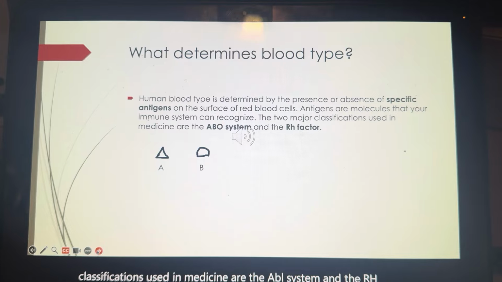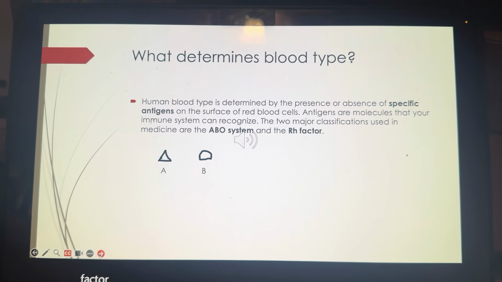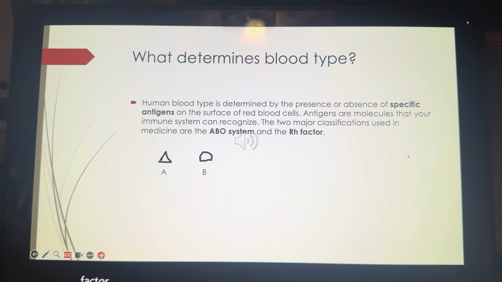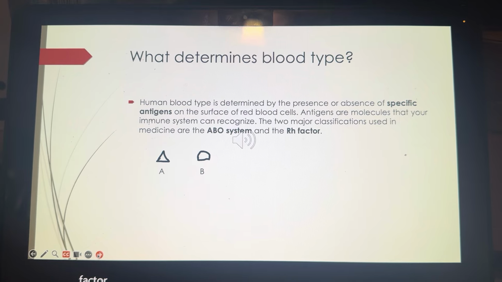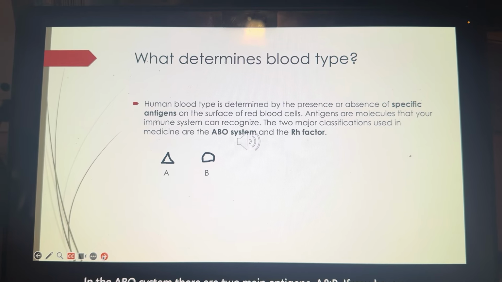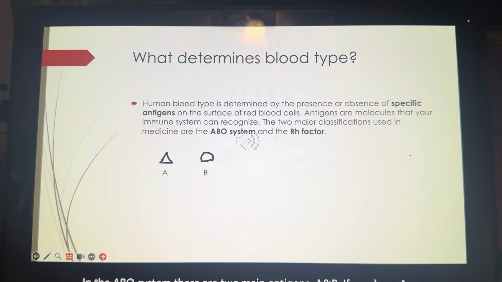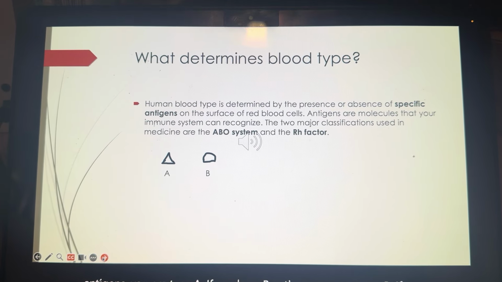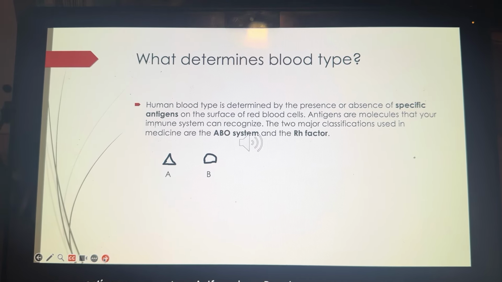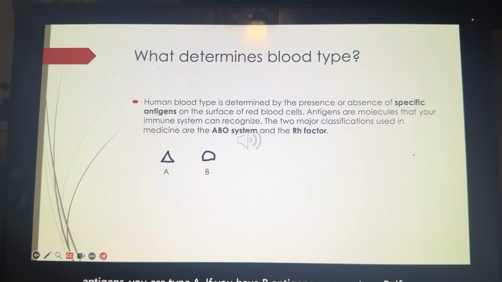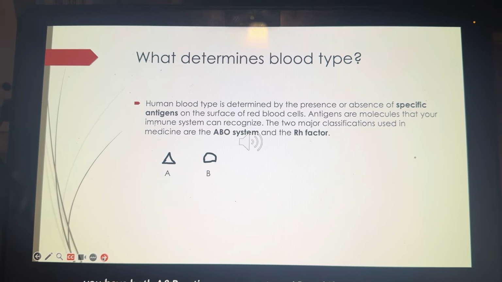In the ABO system, there are two main antigens, A and B. If you have A antigens, you are type A. If you have B antigens, you are type B. If you have both A and B antigens, you are type AB. And if you have neither antigen, you are type O.